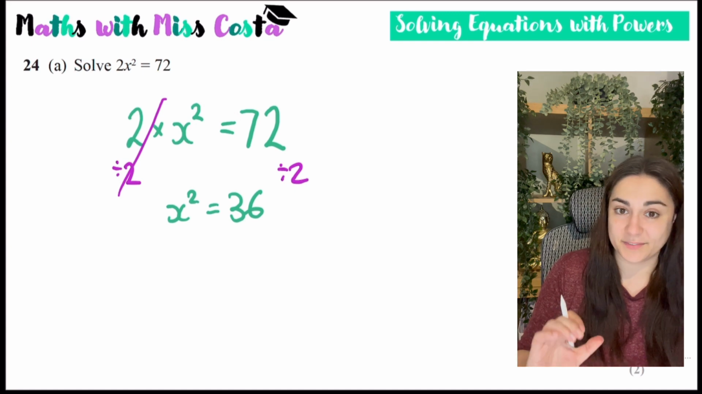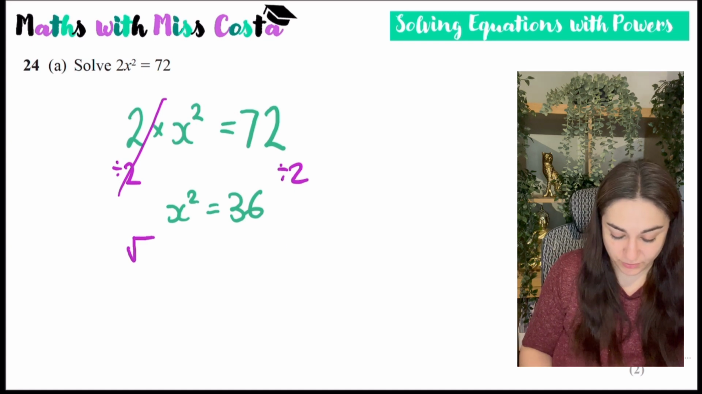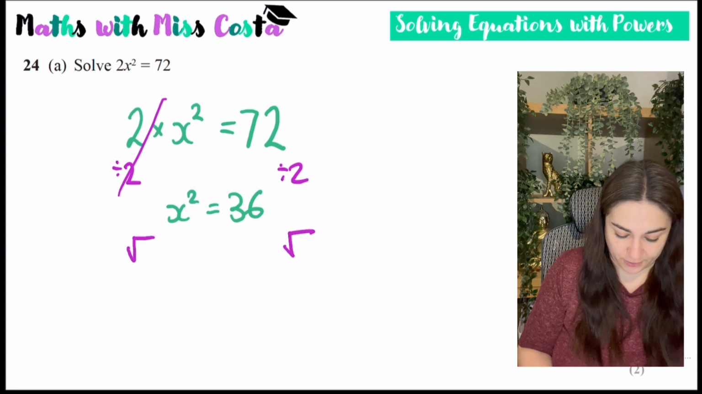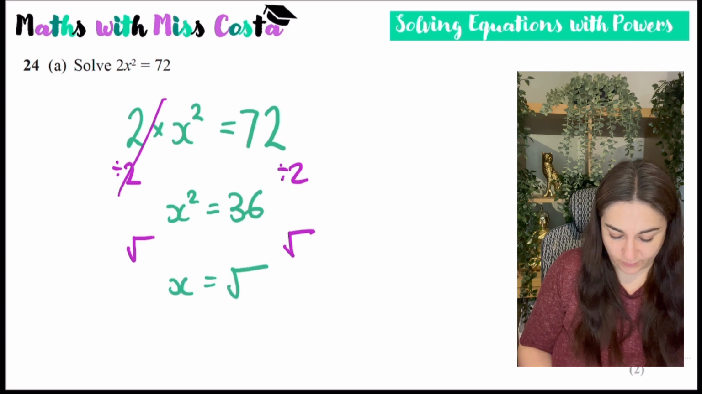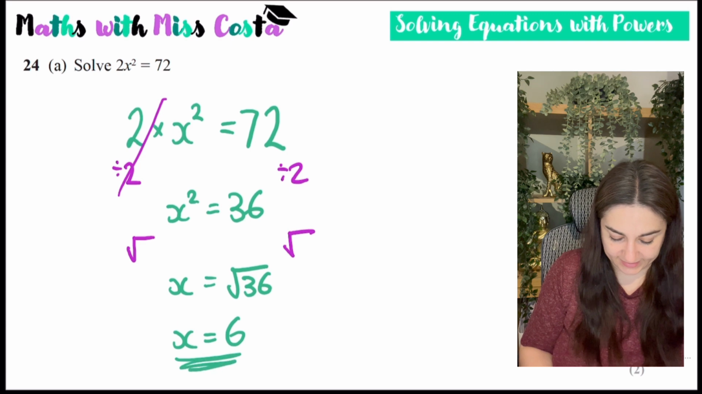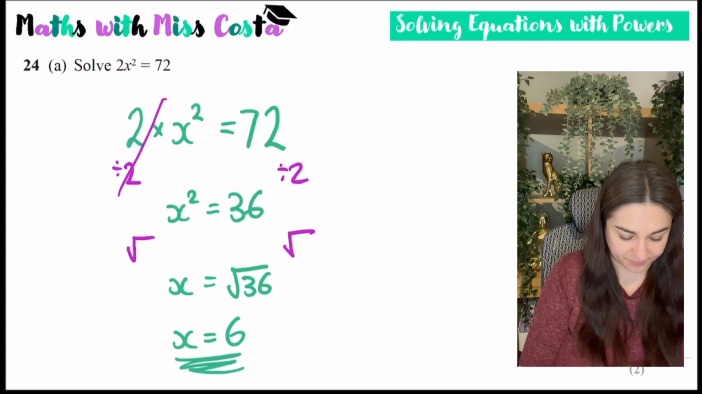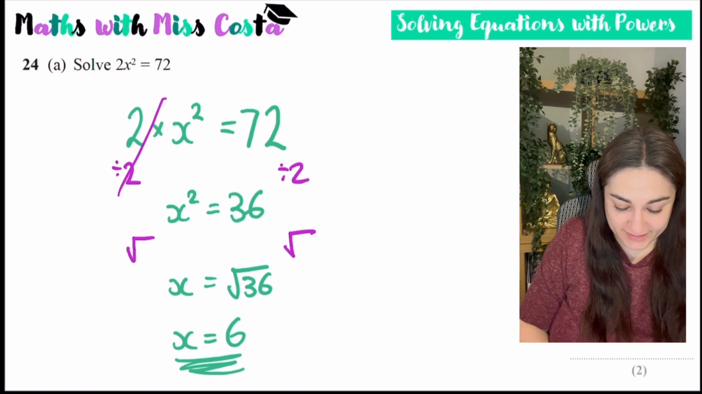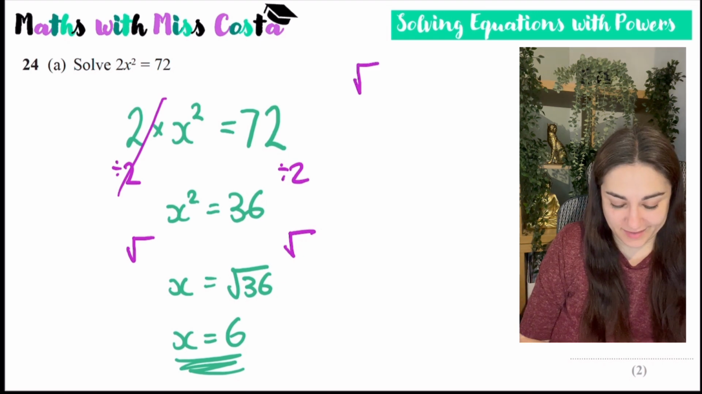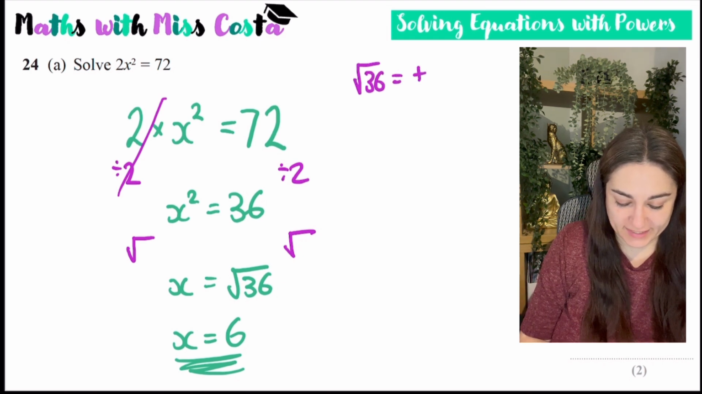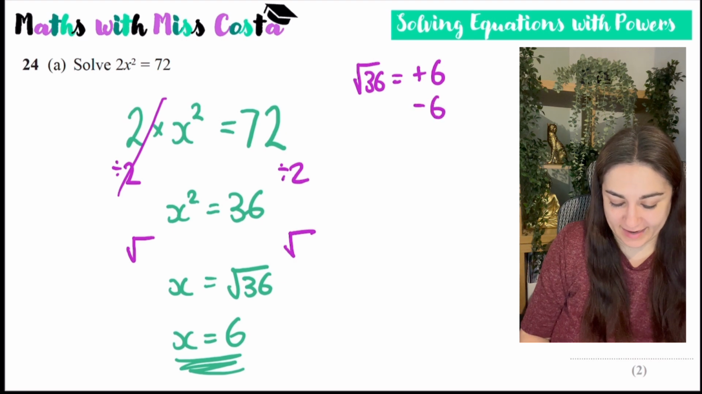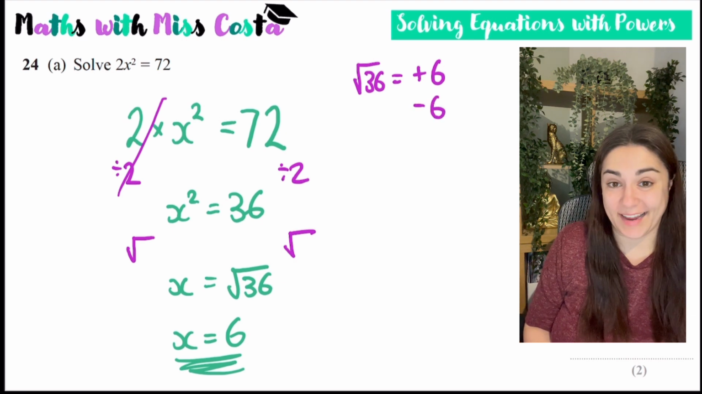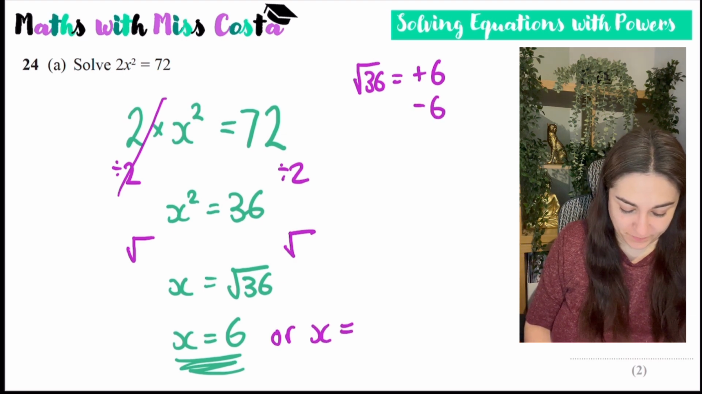Then the inverse of squaring something is square rooting it. So I'm going to say that x is the square root of 36 and therefore x is 6. So that's the first part. Also, this is something that is so easy to forget. The square root of any number, you're always going to have a positive version and a negative version. So we'd say x is 6 or x is negative 6.